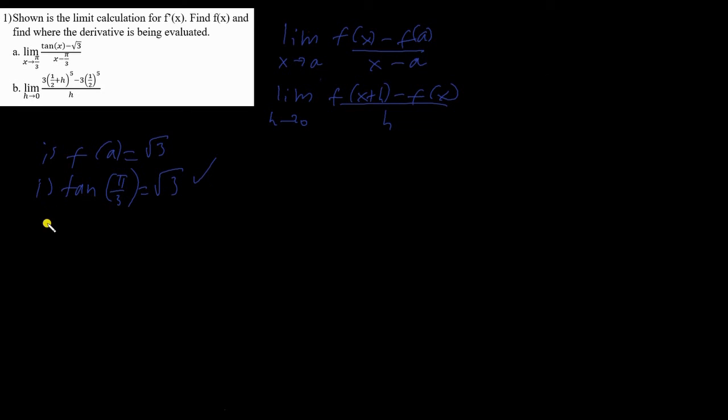What that means is we know that for part A, f of x is tangent of x, and a is pi over 3.